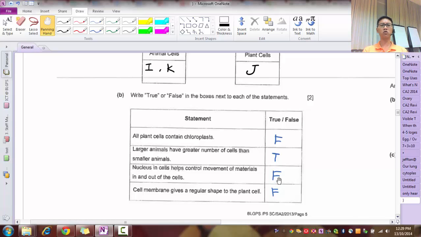Nucleus in cells helps control movement of materials in and out of cells. No, that's not the function of the nucleus. That's the function of the cell membrane. Cell membranes give a regular shape. Again, no, it's the function of the cell wall.